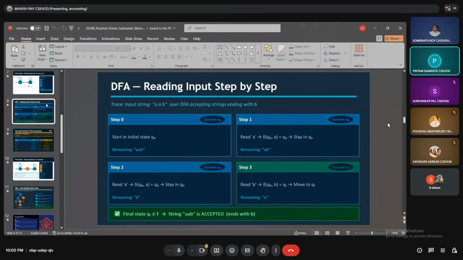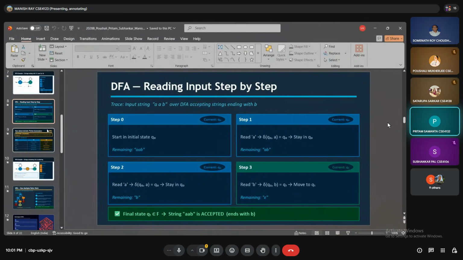Here we step the input string AAB over a deterministic finite automaton accepting strings ending with B. Step 0: start in initial state Q0. Step 1: read input symbol A, then stay in Q0. Step 2: input symbol is A, and then stay in Q0. Step 3: input symbol is B, then move to Q1 state.